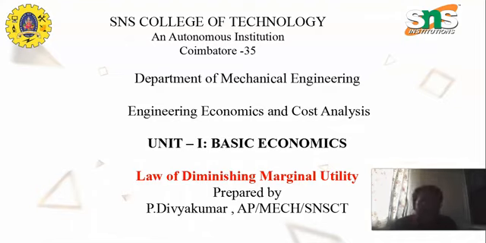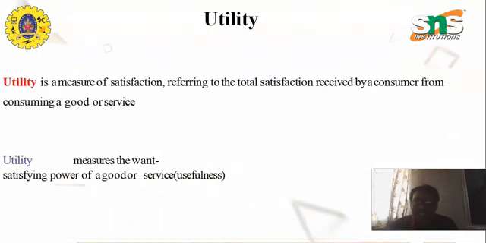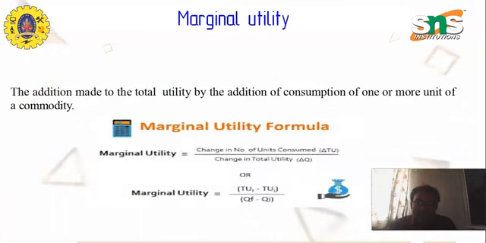In the lecture series, we are going to discuss the law of diminishing marginal utility in the subject Engineering Economics and Cost Analysis. First, what is utility? It is a measure of satisfaction, referring to the total satisfaction received by the consumer from consuming goods or services. Utility means the want-satisfying power of the goods or services. Simply, it can be described as the usefulness of a particular type of product.